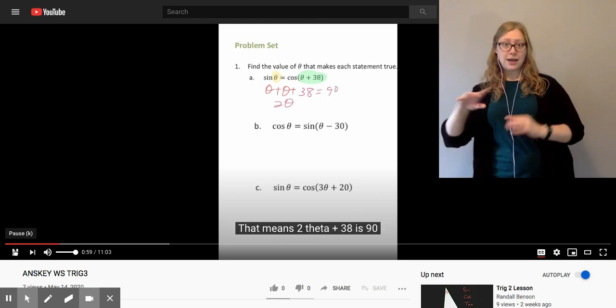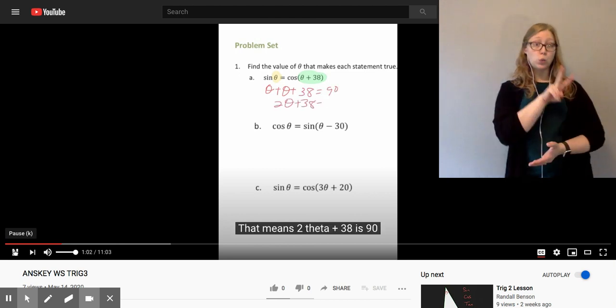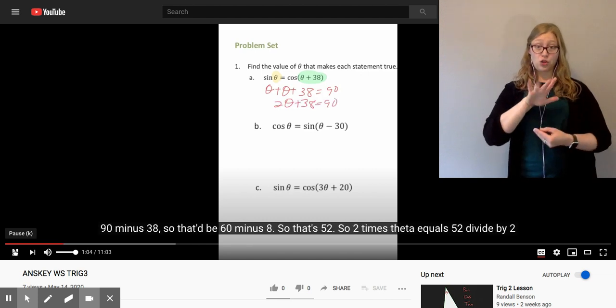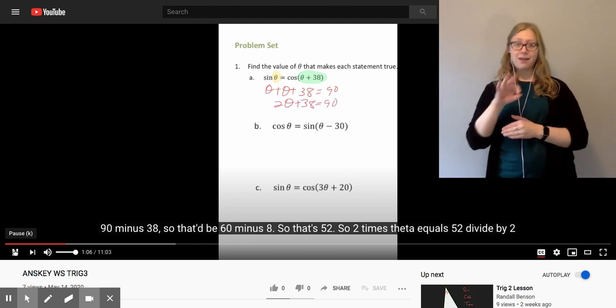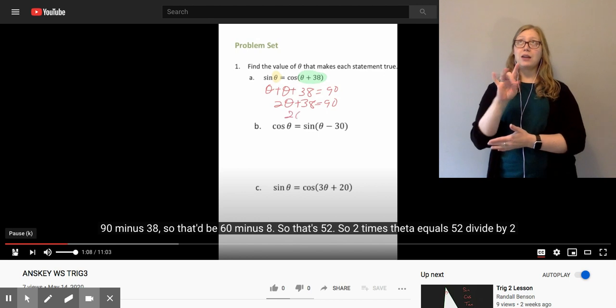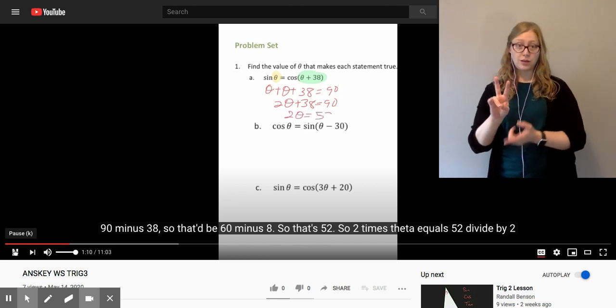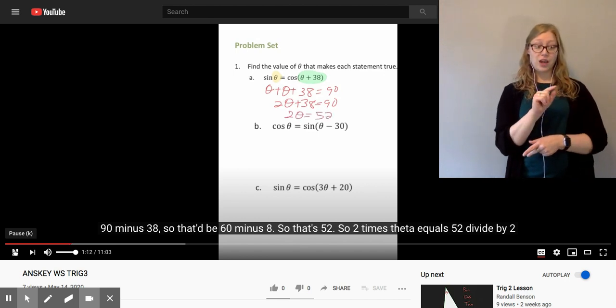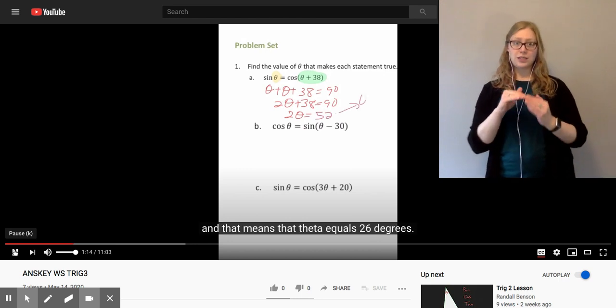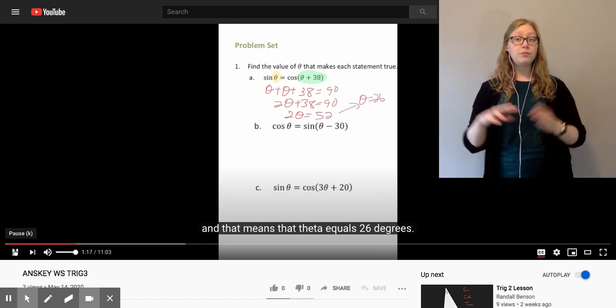That means 2 theta plus 38 is 90. 90 minus 38, so that'd be 60 minus 8. So that's 52. So 2 times theta equals 52. Divide by 2, and that means that theta equals 26 degrees.